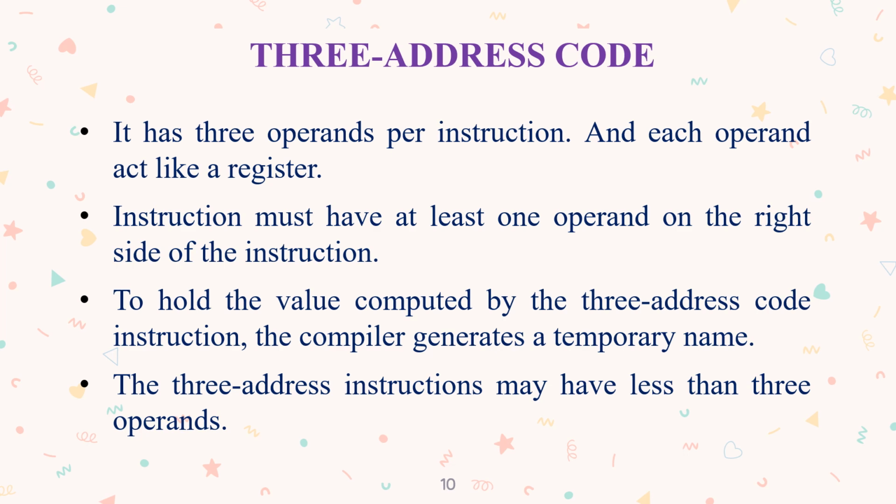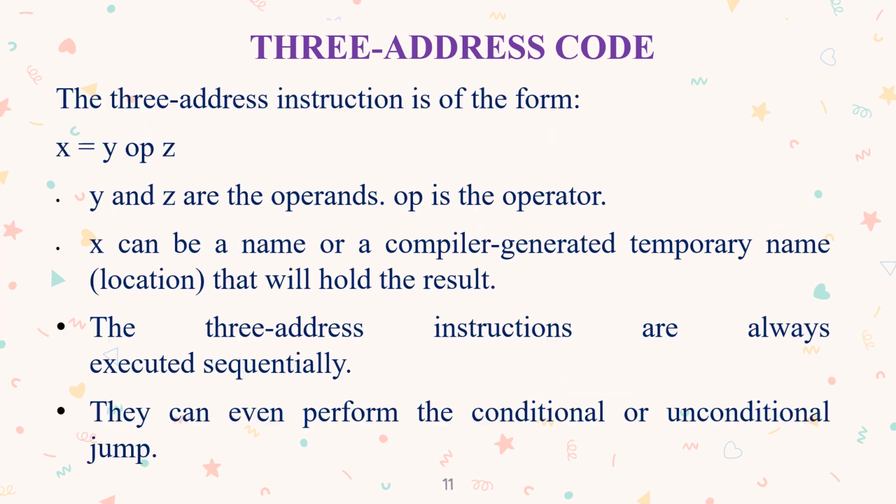In the 3 address code, 3 operands per instruction are given and each operand acts like a register. An instruction must have at least 1 operand on the right hand side of the instruction. If you want to hold the values computed by a 3 address code instruction, the compiler generates a temporary name. A 3 address instruction may have less than 3 operands.